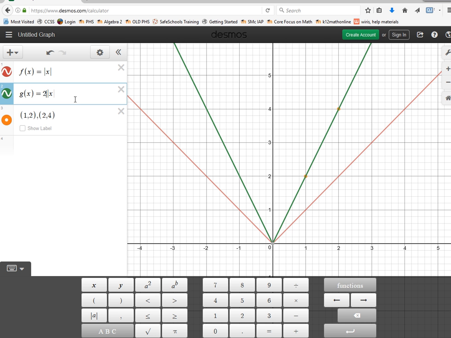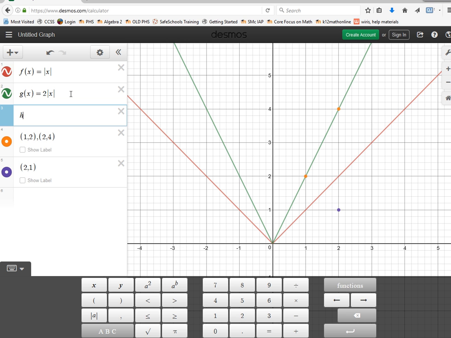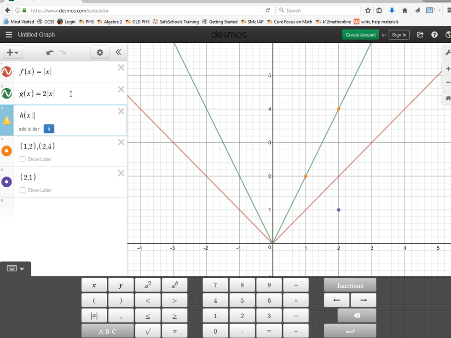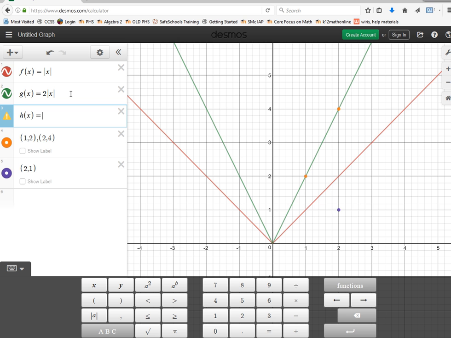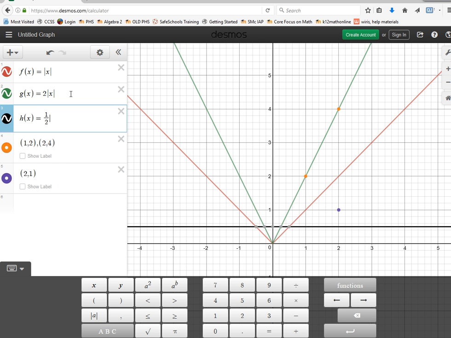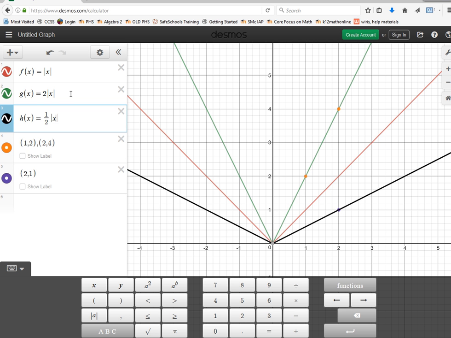So what if I wanted to squash it down? Let's say this time instead of going over 2 and up 4, let's say this time I want to go over 2 and only go up half as far as I normally would. I want to go up 1. What could I do? Let's make a new function, call it h of x. Now you go half? Yeah, I could go half. I could say equals 1/2 times absolute value of x, and look what it did, right?